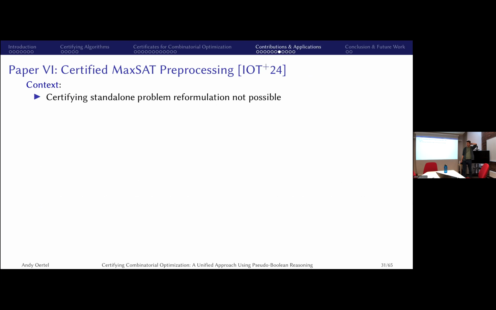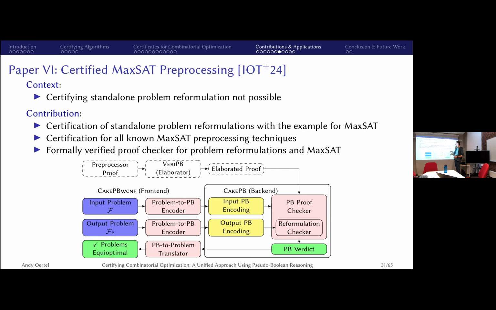In paper 6, we are again talking about the MaxSAT problem. And here we introduced certification for standalone problem reformulations. So if the preprocessing is not part of solving directly, but you want to preprocess a formula and then give it to 10 different solvers, you might just want to know if the preprocessing itself is correctly done. And in this paper, we provide this for a MaxSAT preprocessor. We provide certification for all known MaxSAT preprocessing techniques.